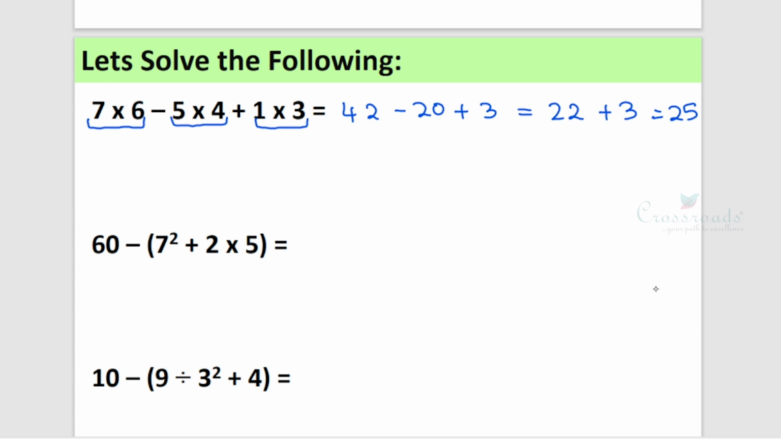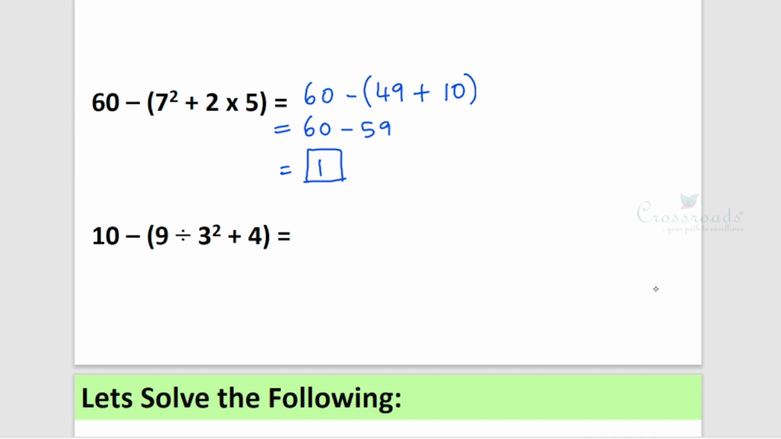We go to the next sum. 60 minus, within the bracket, 7 square plus 2 into 5. 60 minus 7 square is nothing but 49 plus 2 into 5 is nothing but 10. In the first sum if you notice I have gone horizontally, in the second sum I am trying to show how we do it one below the other, the steps. So 60 minus 49 plus 10 is nothing but 59. 60 minus 59, the answer is 1. So this becomes our final answer.